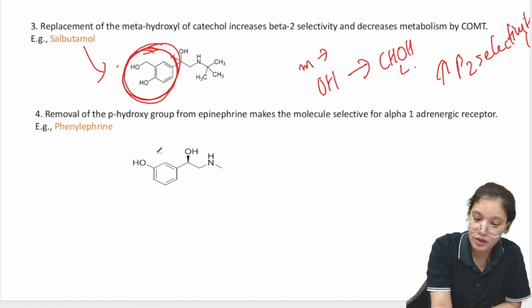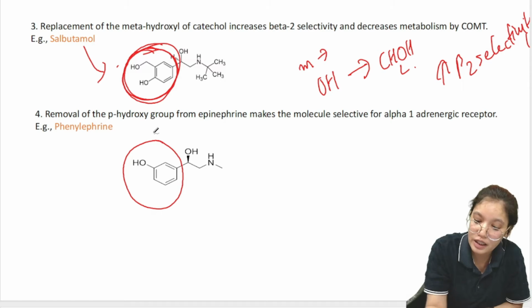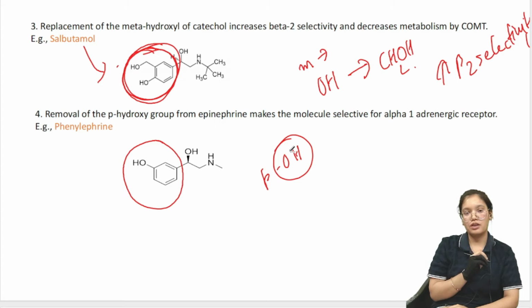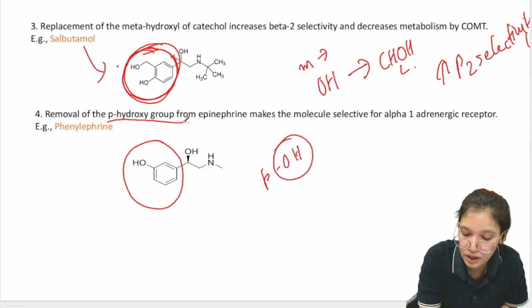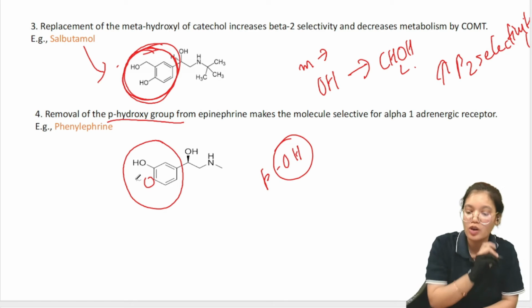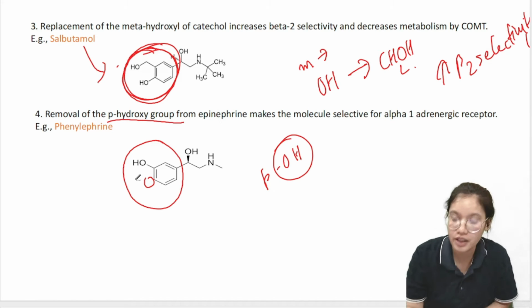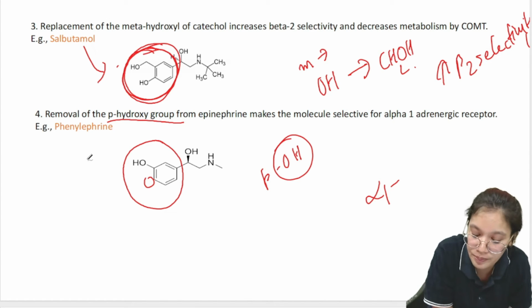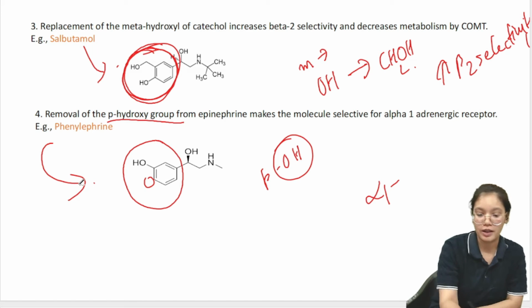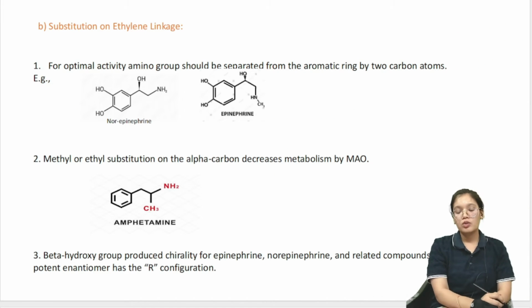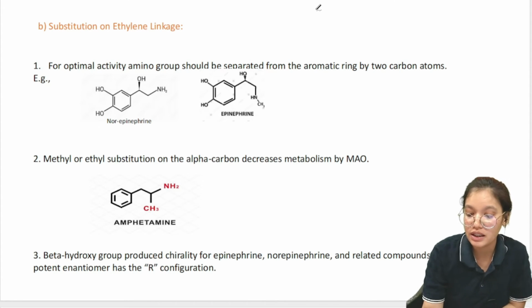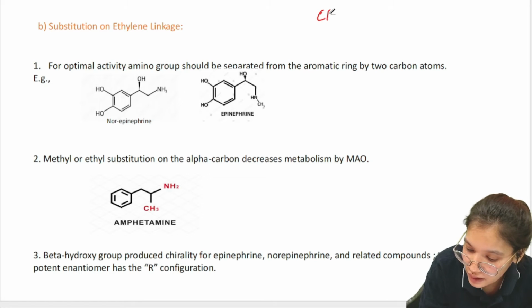Now if in the catechol ring, at the para position, we remove this hydroxy group of epinephrine, then it will be selective towards the alpha-1 adrenergic receptor. The name of this drug is phenylephrine. Now moving forward towards the substitution on the ethylene linkage. The phenylethanolamine also has an ethylene bridge.